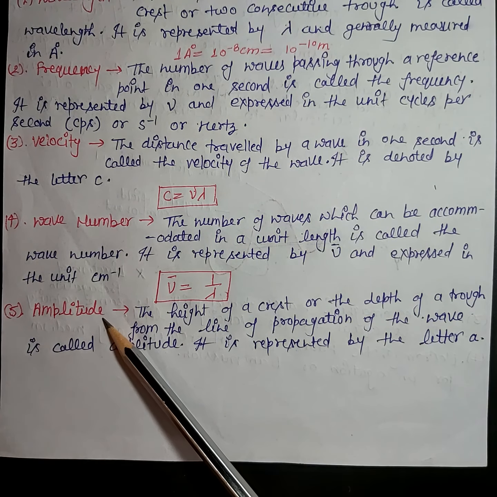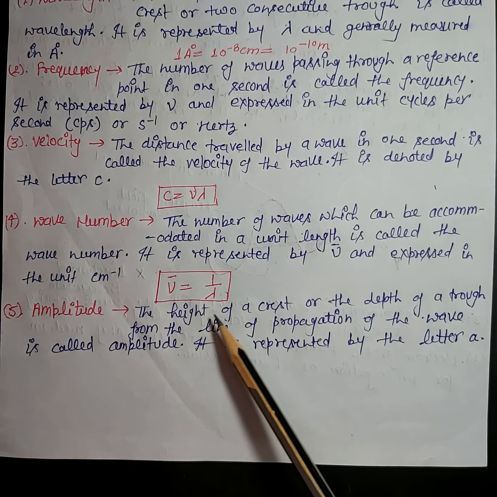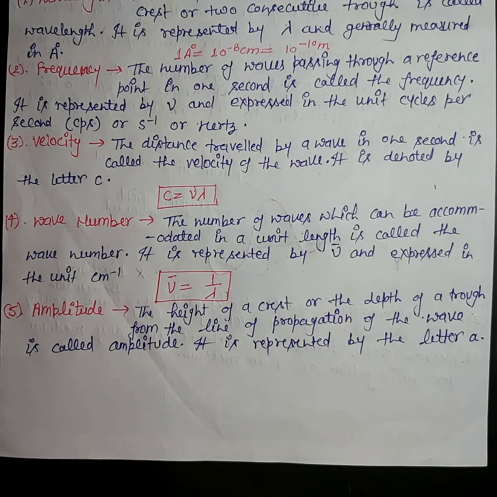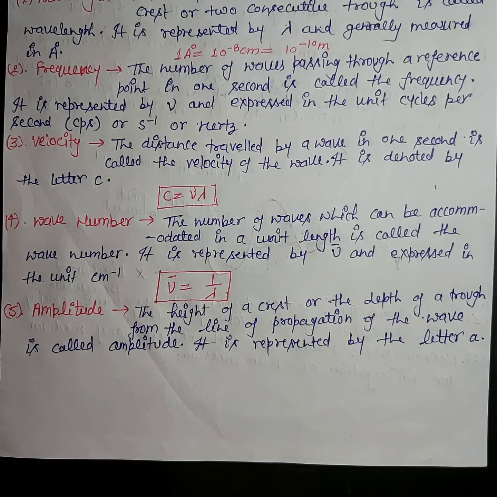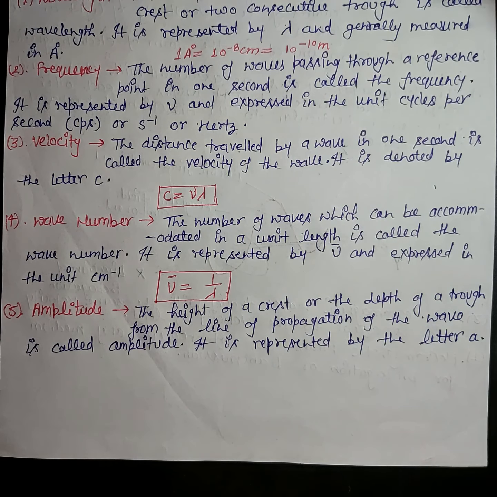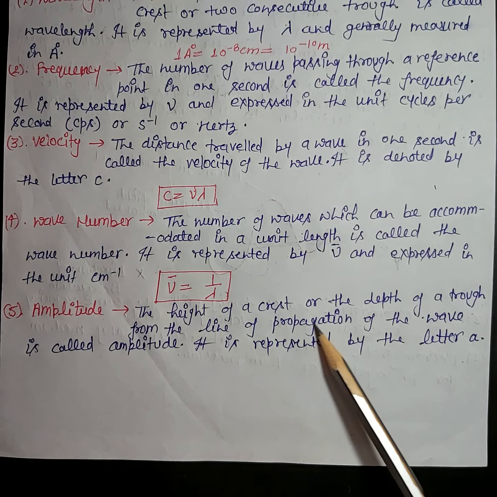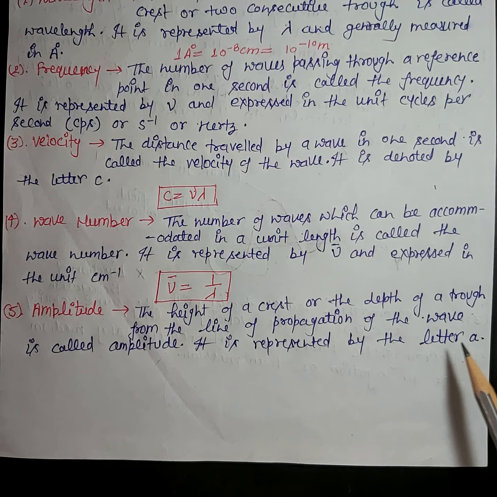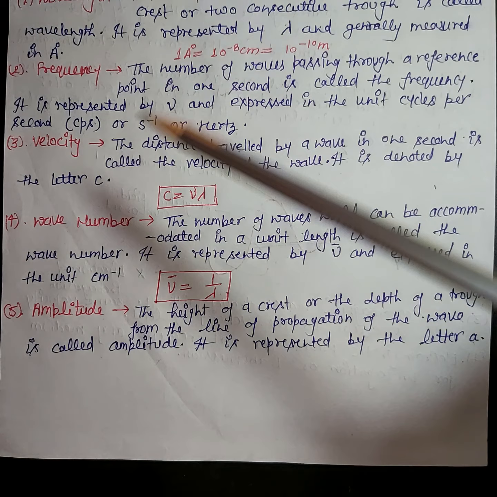Next is amplitude. What is amplitude? The height of a crest or the depth of a trough, measured from the line of propagation of the wave, is called amplitude, and it is represented by the letter small a. So these are the characteristics of a wave.